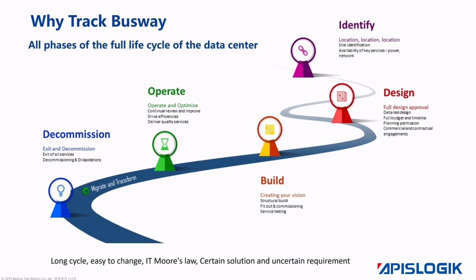Why do we choose track busway? First, the construction cycle of the data center is relatively long, at least 1 to 2 years. On the other hand, the speed of IT equipment change is very fast because of Moore's law. Perhaps the capacity designed 2 years ago is no longer enough for the servers deployed today. It is obviously not feasible to use a fixed IT equipment power distribution solution to respond to the ever-changing IT equipment power distribution requirements.